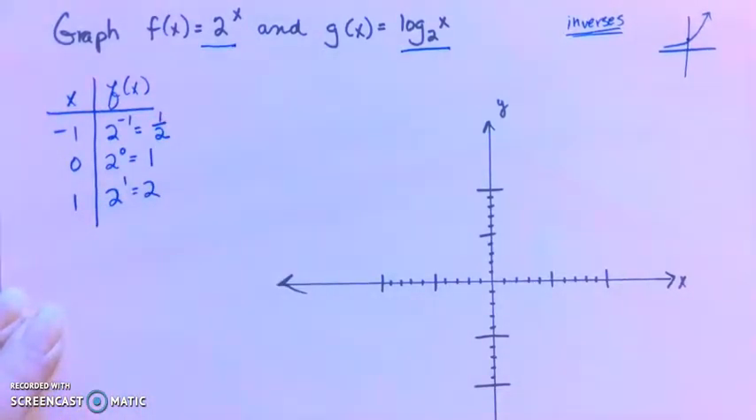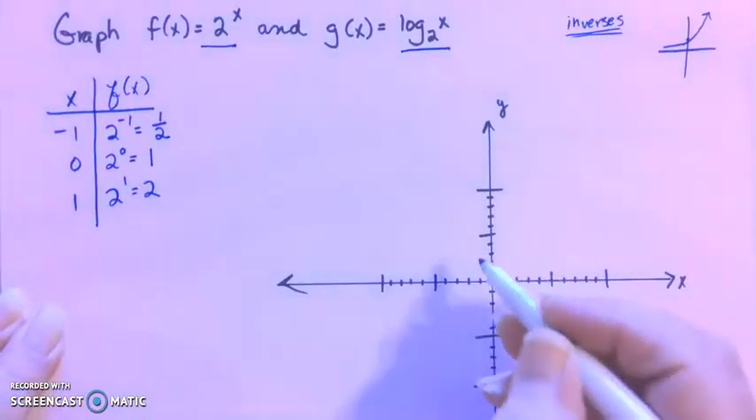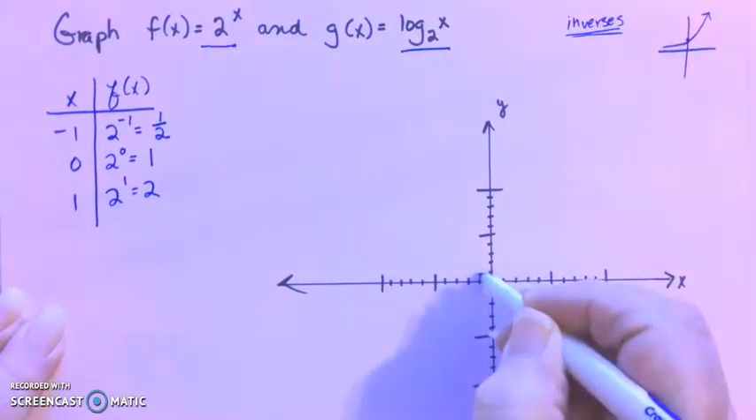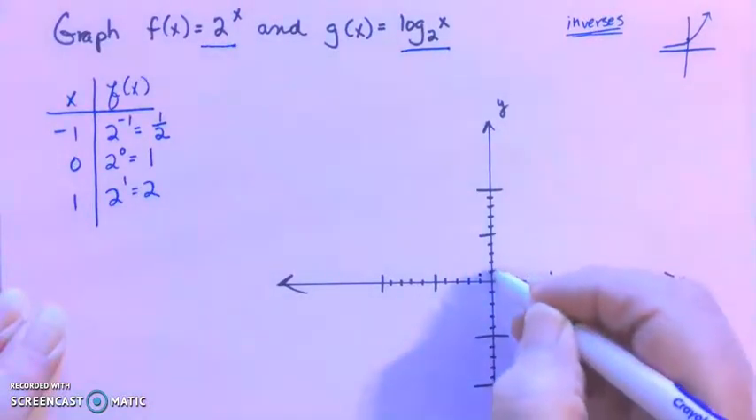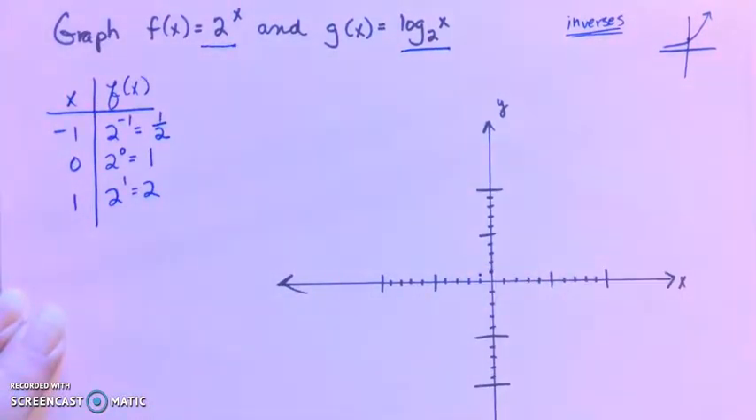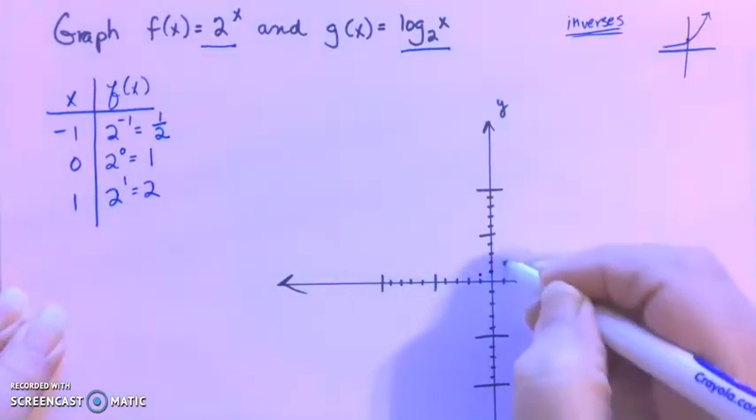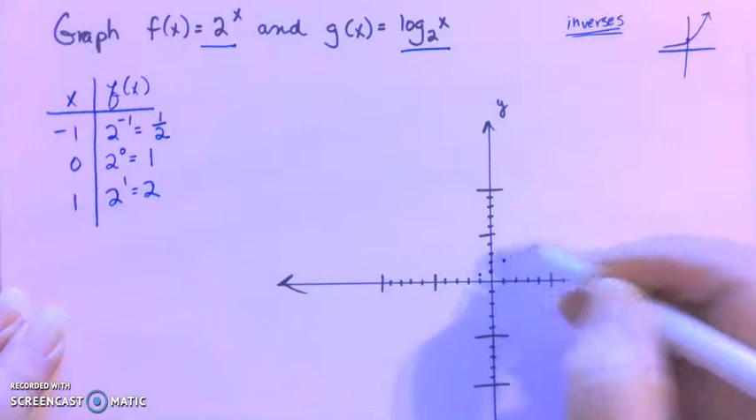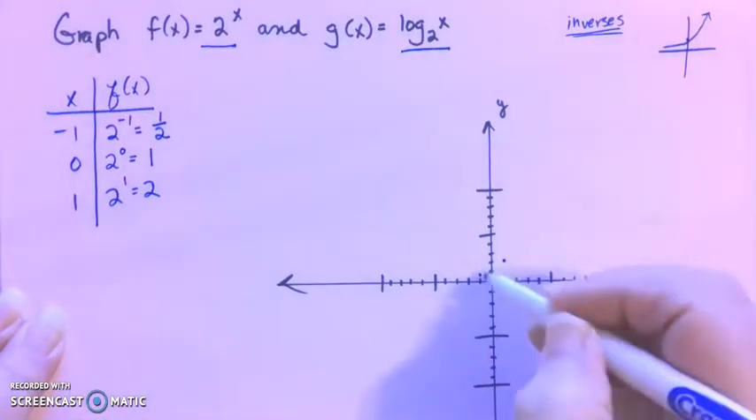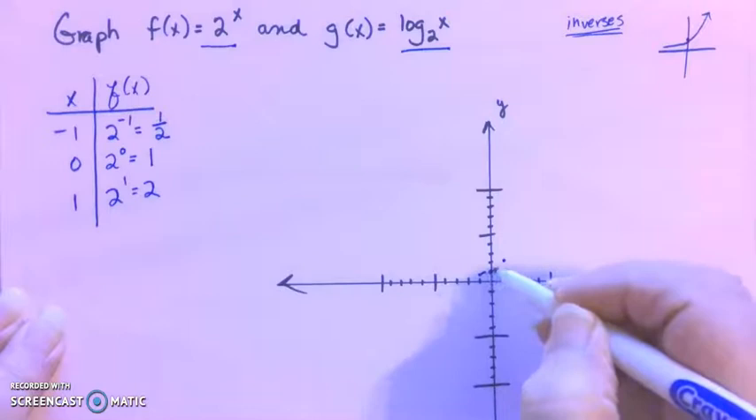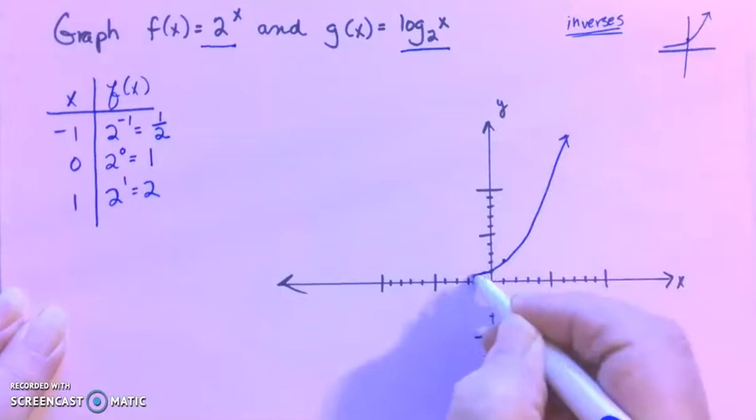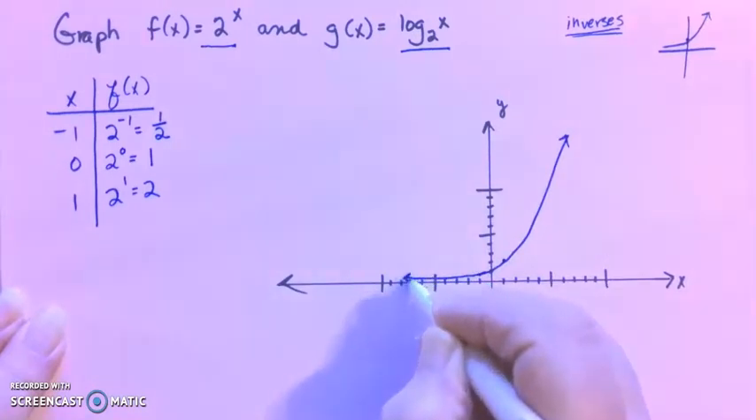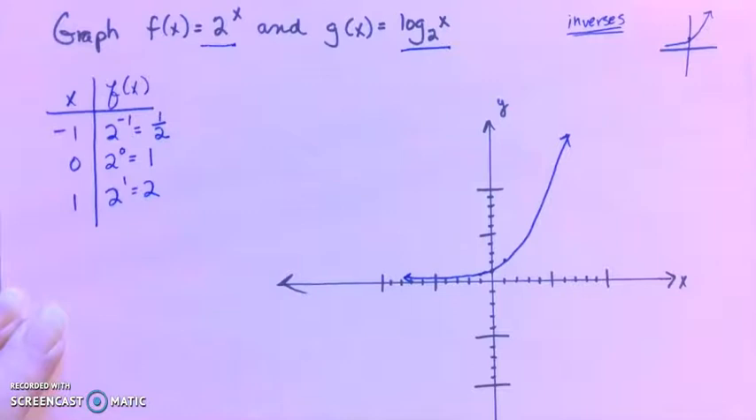So now we have some points to graph. When x is negative 1, our y is 1/2, so about there. When x is 0, our y is 1. And when x is 1, our y is 2. So we know what our general shape is. Dotting these in, connecting our dots, we know that it goes like that, and this is a horizontal asymptote, so it looks like that.